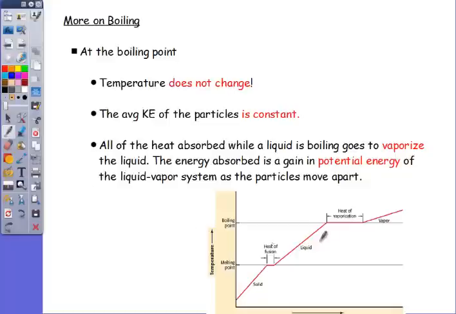The other thing I'm going to point out to you, because there's a question on your worksheet, notice that my heat of fusion going from a solid to a liquid and heat of vaporization going from a liquid to a vapor, the relative sizes of those two lines is very different.